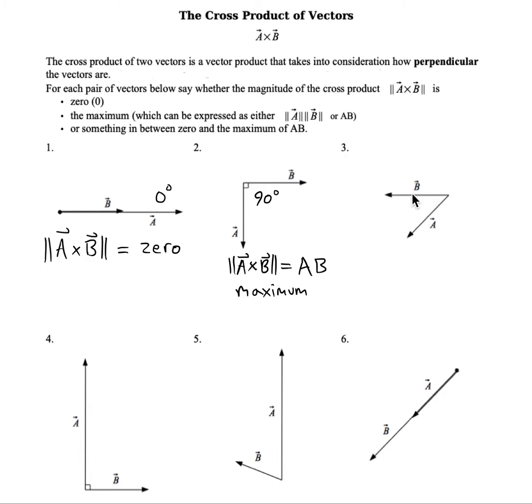When the angle between vectors A and B is between 0 and 90, then we'll have something in between. The formula which will give us the magnitude of the cross product will be similar to the formula for dot product, but instead of AB cosine theta, we're now going to use AB sine theta, where theta is the angle between the vectors.